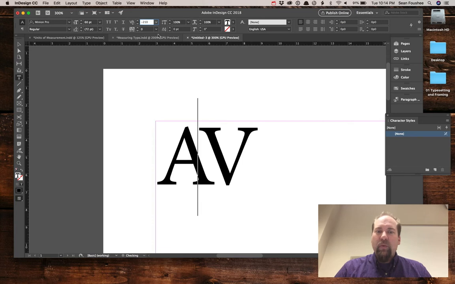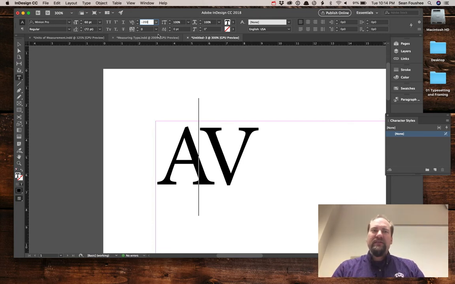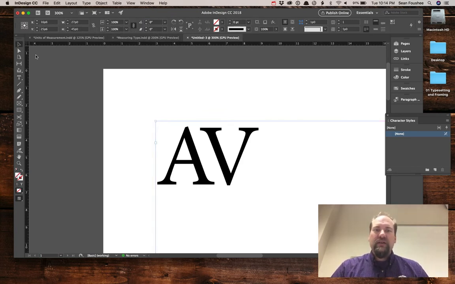So in this case, I may want that V a lot closer to that A. So instead of -97 in the kerning, I may want to go ahead and put -200 in to create a much closer proximity between those two particular characters. That is also an aspect of horizontal rhythm.